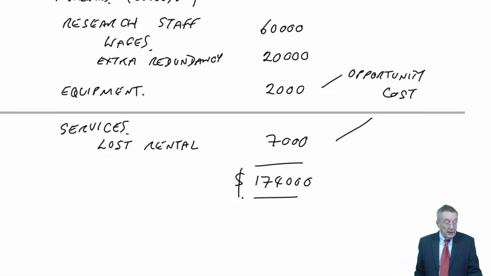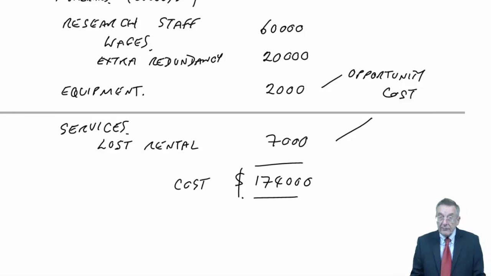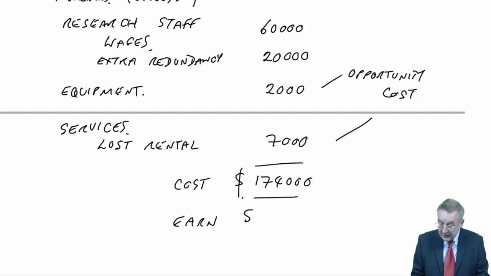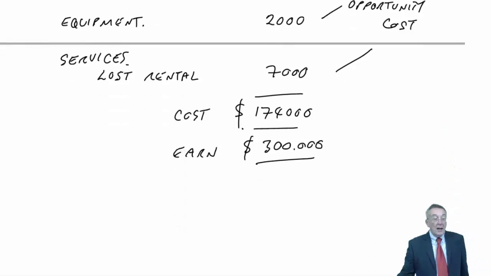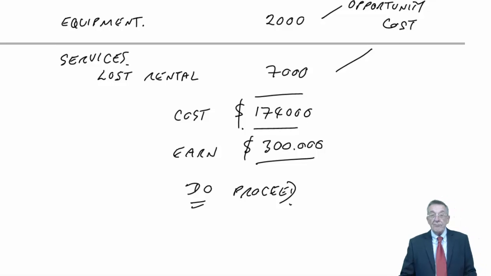And the decision now, of course, is obvious. In cash terms, going ahead will cost us 174. How much is it going to earn? In the second sentence at the top of the question, it'll earn us 300,000. And so, of course, is it worth going ahead? The answer is yes. Do proceed. And there we are.